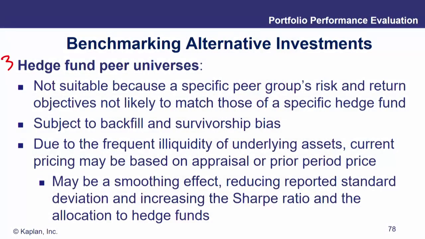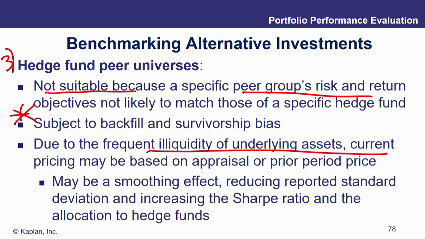Okay, what about peer universes? This comes up pretty frequently too. It's not suitable because specific peer groups' risk and return objectives might not match your fund. Also, we have backfill and survivorship bias issues, and current pricing is very difficult. Oftentimes, we're using some form of appraisals or prior period price, and there may even be a smoothing effect.